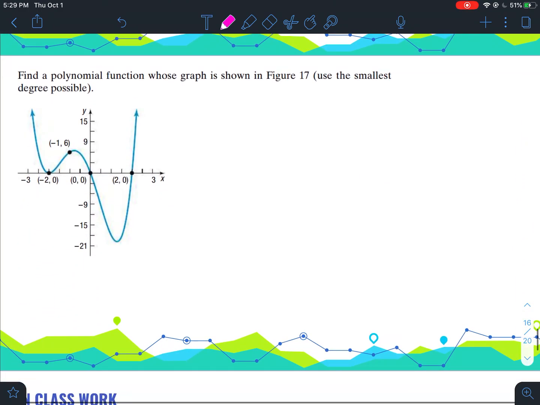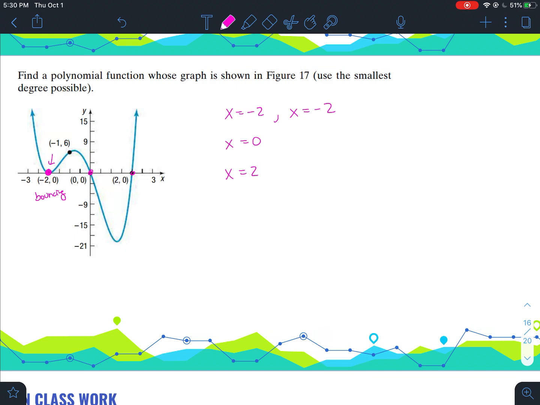All right, so finding a polynomial based on points given. I know that this polynomial has x-intercepts at x equals negative 2, x equals 0, and x equals 2. But notice right here, what's true about the x-intercept at x equals negative 2? Notice how it's bouncing off the x-axis there? That means the multiplicity at negative 2 is at least 2, because it has to have an even multiplicity to bounce off the graph.